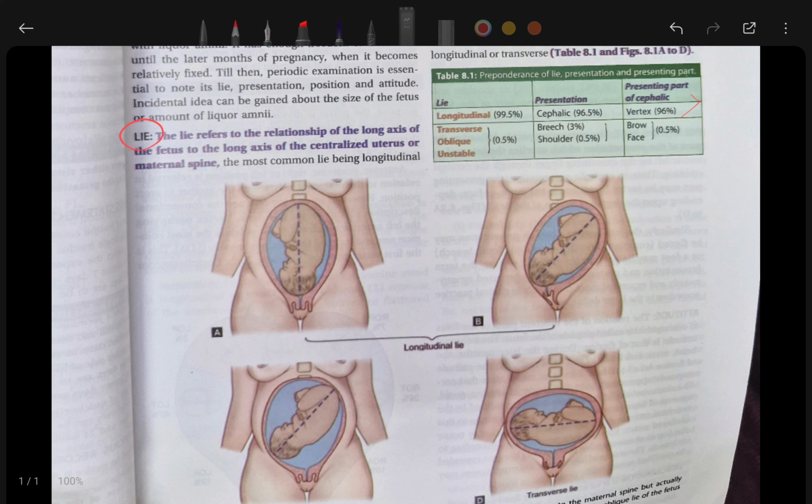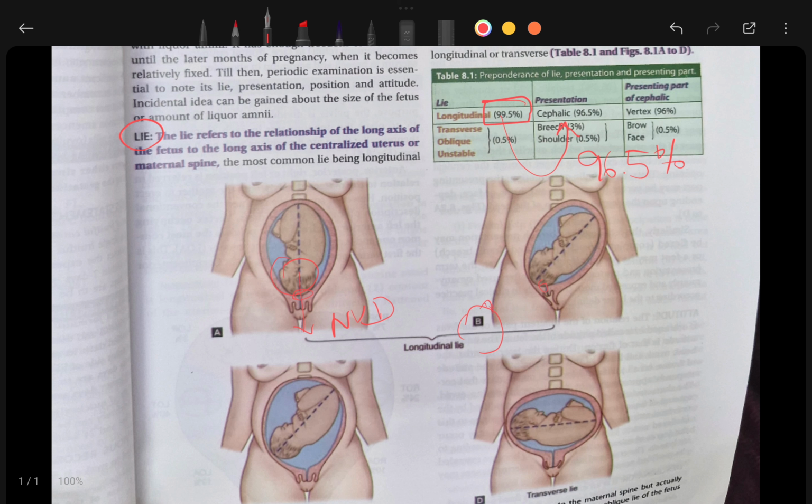In lie you have presentation. There are two types of presentation as well. If the head is facing near the internal os, that's cephalic presentation. That too in 99.5%, out of which 96.5% will be cephalic presentation. This indicates normal vaginal delivery. So that means the head is facing the internal os, so it permits normal vaginal delivery. And the vertex is facing. The vertex is the highest position in the skull.